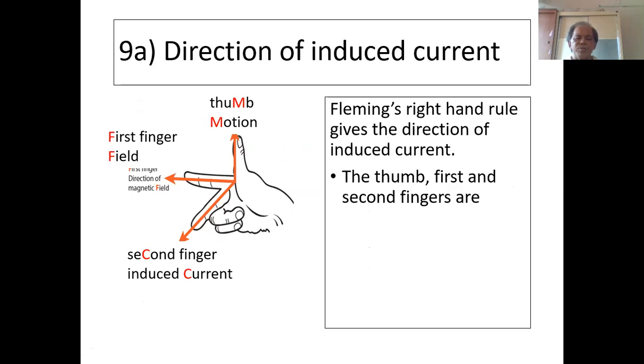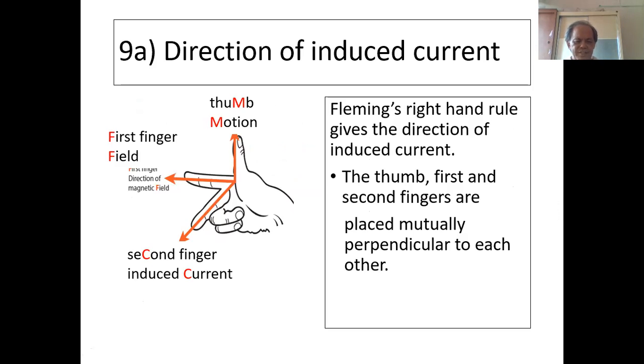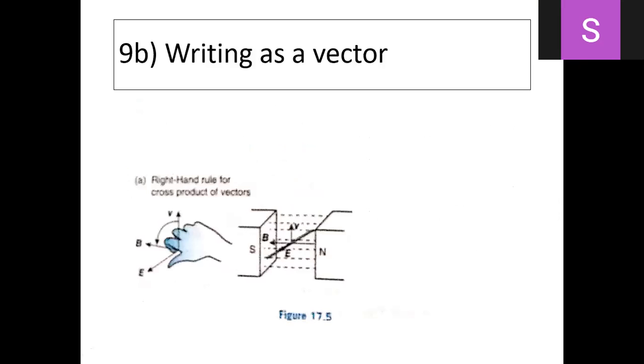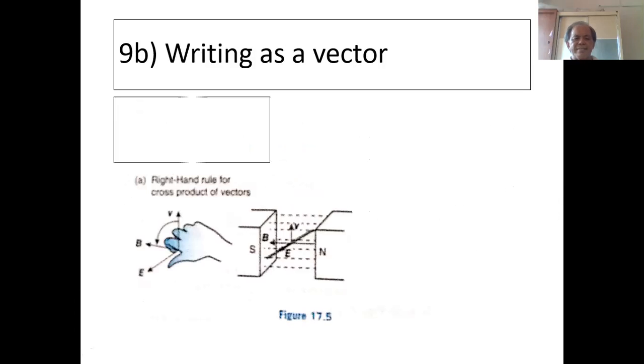Fleming's right hand rule gives the direction of induced current. Thumb, first finger and second finger are all mutually perpendicular to each other. So you can either use the vector form. E is a vector, a cross product of V cross B. For the vector product, you look at the plane. The plane is V and B, so your hand must be vertical like that. Then you move your fingers to B, and the thumb will point in the direction of E.